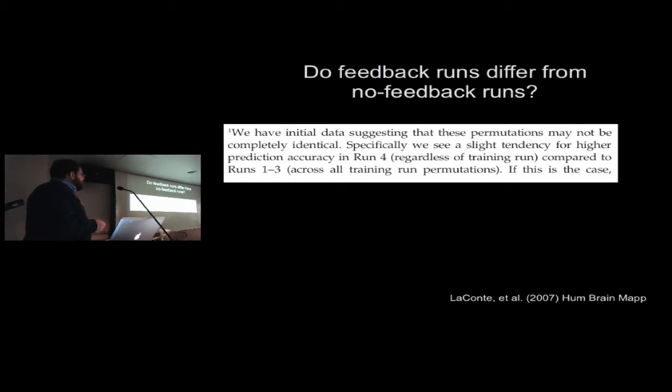Specifically, we see a slight tendency for higher prediction accuracy in run 4, regardless of training run, compared to runs 1 through 3. So just as background for that motor test, we did 3 runs where the subject was just doing the left versus right tapping and getting no feedback at all. And then in the 4th run, they were actually told that they were controlling the cursor and the cursor was moving around, and they were able to do this.